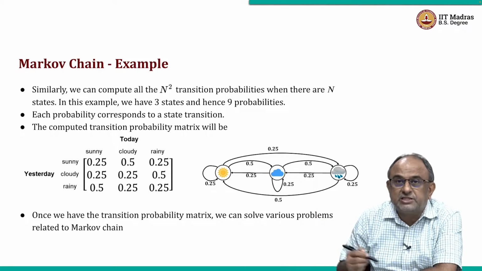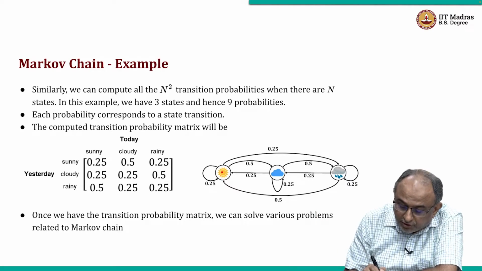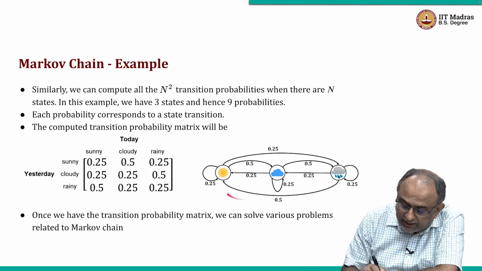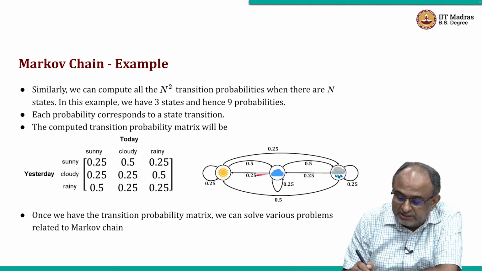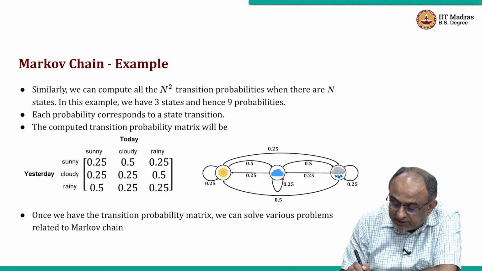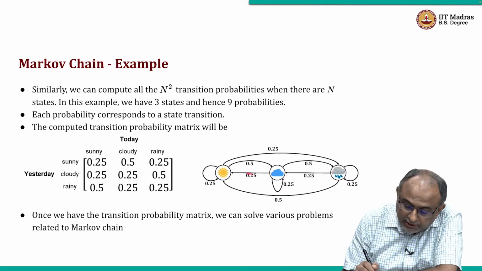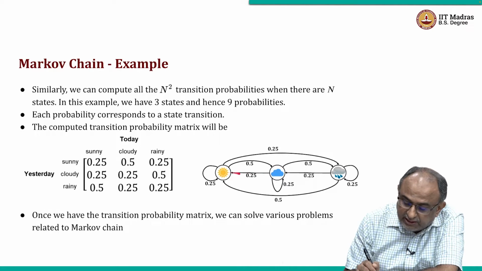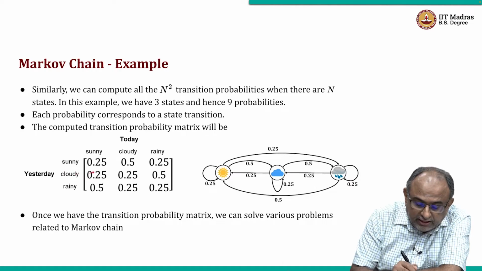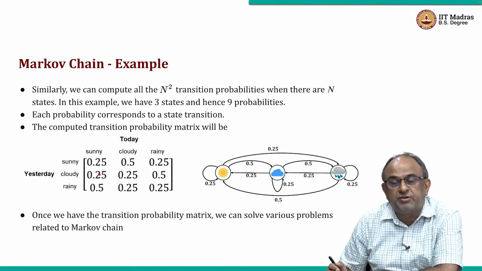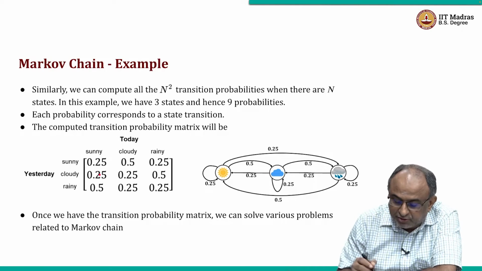Similarly, from another state, things can come. So, from sunny, an arrow goes back to sunny; from rainy, an arrow comes back to sunny; from cloudy, an arrow comes back to sunny. So, there are inputs also, in this direction. What does this mean? Given it is cloudy, the probability that it will become sunny the next day is 0.25. That is what we are capturing here.